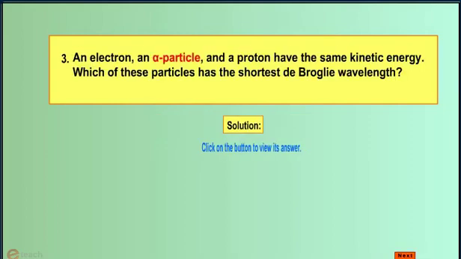Third, an electron, an alpha particle and a proton having same kinetic energy, which of these particles have the shortest de Broglie wavelength? Click on the button to view its answer.